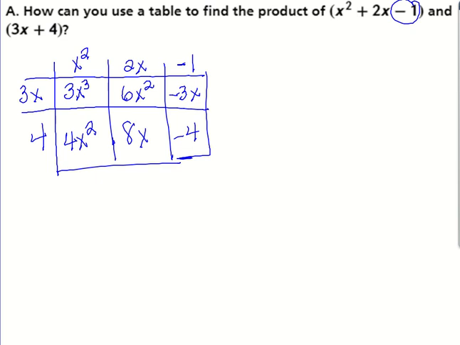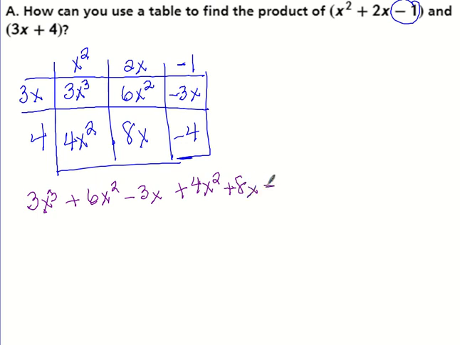We do the same thing we just did when we did the boxes before. It's basically I put all of them and add them together. So I go 3x cubed, plus 6x squared minus 3x. Then the bottom 4x squared, plus 8x. And then I can even put minus 4 because I know it's negative. And then I'm going to find my like terms.